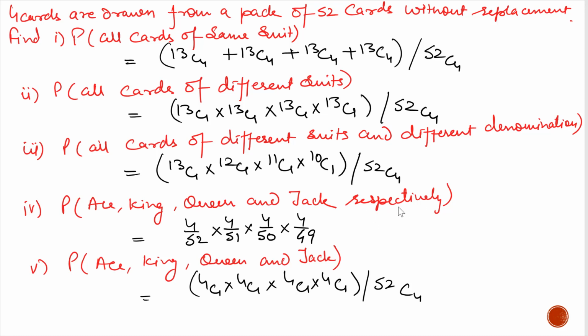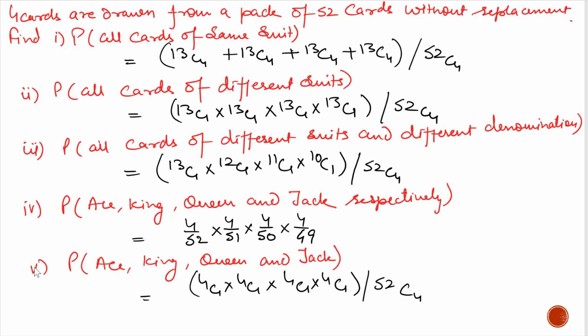So when we use "respectively," the order is given. So when any condition is given, never use combination. First is ace, 4 by 52. Next is king. King is 4 by 51. Why 51? Because we already drew one card. Next part is queen. Queen is again 4 by 50 because we already drew two cards. Next part is jack. Jack is 4 by 49. We already drew 3 cards.